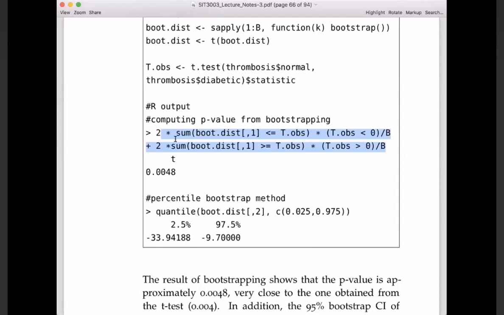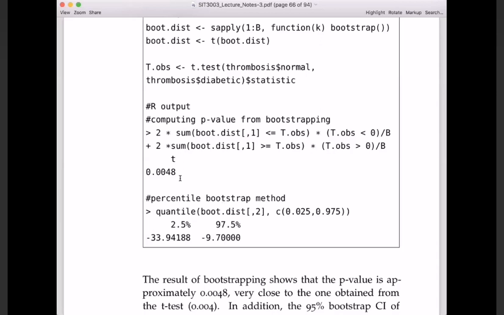So you can code this very easily in R. The computed p-value is 0.0048, and the percentile bootstrap gives you the 95% confidence interval as minus 33.9 to minus 9.7. You see that this confidence interval does not cover 0, so you know that you will reject the null hypothesis. This is also clearly shown where the p-value is very small, 0.0048.